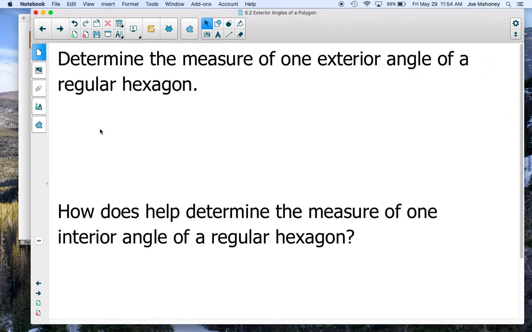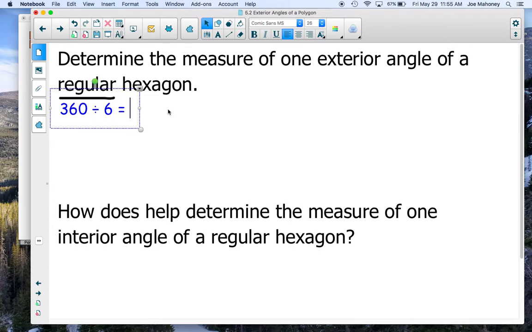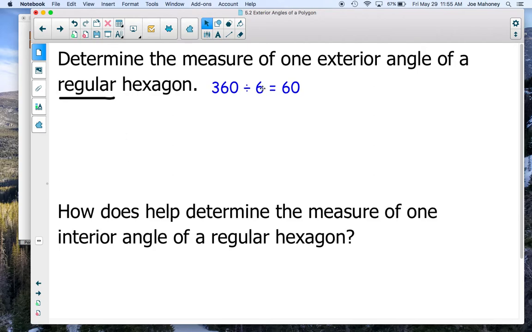So now, if we know that all the exterior angles add up to 360, how do we determine the measure of one exterior angle of a regular hexagon? Again, we've got that word regular here, regular meaning that all sides and angles are equal. So we know a hexagon has 6 sides, and if all the interior angles are the same size, all the exteriors have to be the same size too. And they all add up to 360. So if I do 360 divided by the number of sides, 6, I'm going to get 60 degrees. So the measure of one exterior angle is 60 degrees.